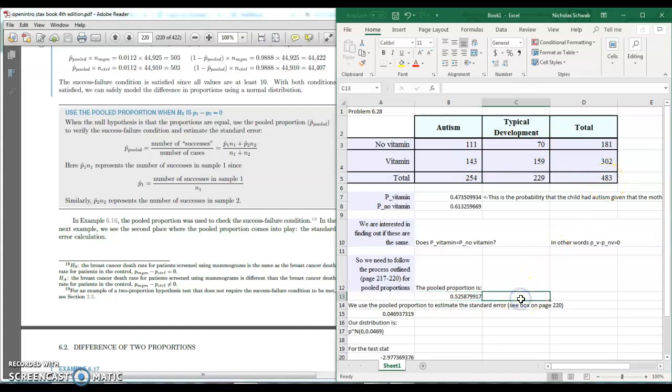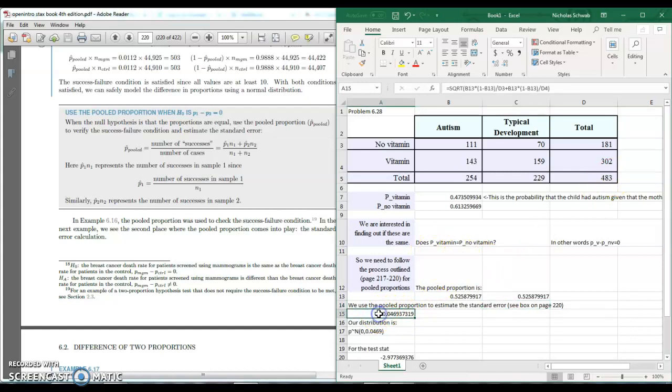I'll just do it again. Let's just do it again for fun. So this number plus this number divided by the total. Oh, look, we get the exact same number. So however you want to think about it is fine. If you want to follow this formula exactly, you can. If you want to just realize that it's just your success cases divided by the total number of cases, that's fine. That is what the pooled proportion is.